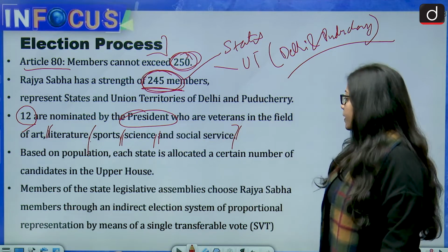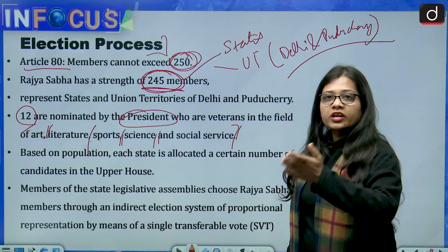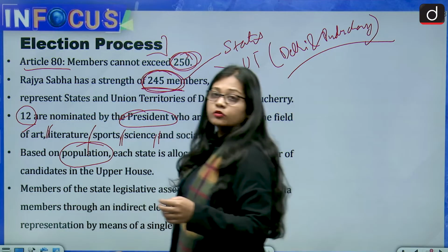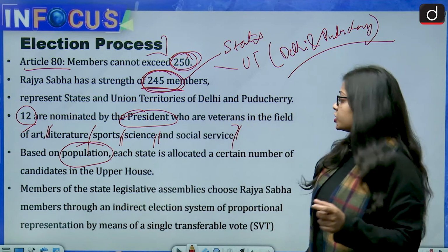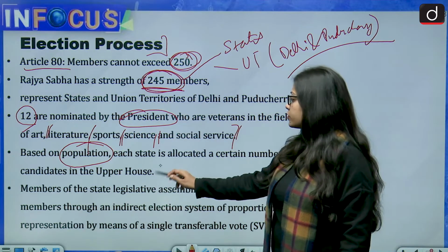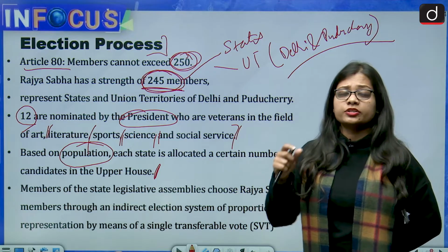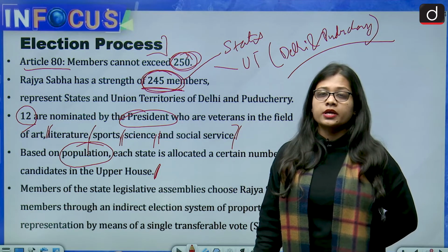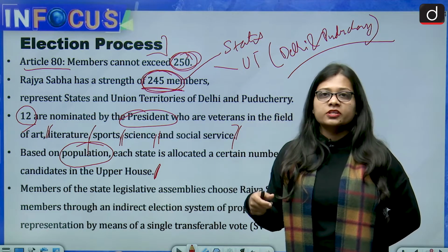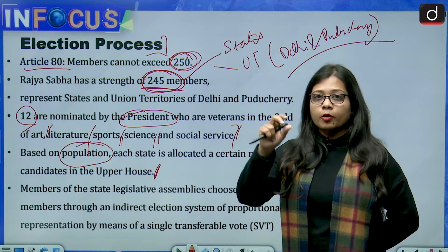And if we talk about the candidates who go to the Rajya Sabha, this is with regard to the population. On the basis of the population, each state is allotted a certain number of candidates in the upper house. For example, Uttar Pradesh has the highest population in India, so the number of members going from Uttar Pradesh is around 31, while if we look at Goa, the population is less.